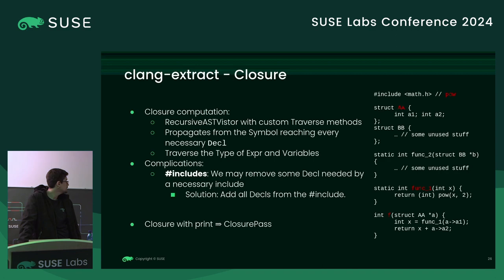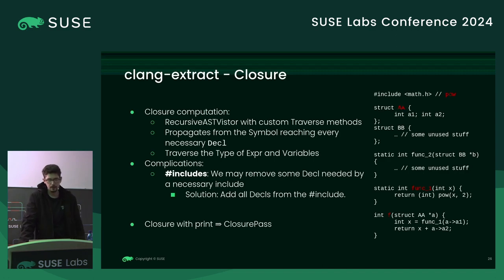So, regarding the closure computation, I already said something about that, but I'll do it again. So we traverse from the function, the symbol that we want to extract. So we reach from the symbol to every declaration we need. So we traverse the types, the expressions, the variables, the statements, and so on.